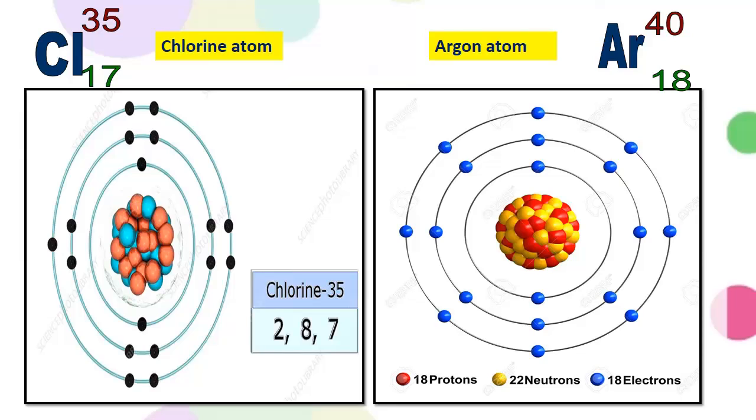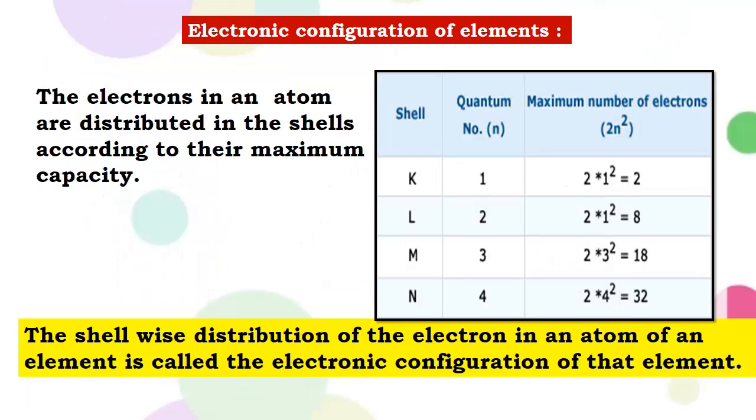So I can say there are 18 protons, 22 neutrons and 18 electrons. Distribution of electrons is very important, because of this we know the electronic configuration of elements. So what is electronic configuration?